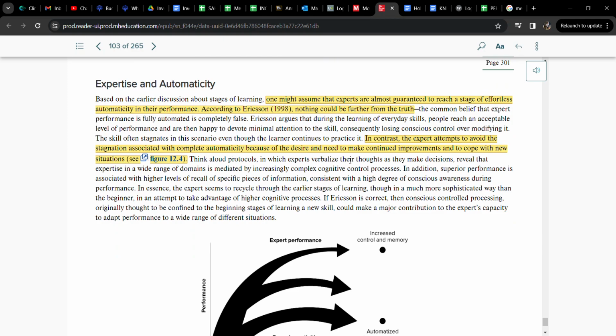Next is automaticity. Some people think that experts just reach this stage of complete effortlessness where everything's so easy and they don't have to think twice about it. There are degrees of that that are true, and that's what we talked about. But there are also components where, according to Ericsson in 1998, experts attempt to avoid the stagnation associated with complete automaticity because they have a desire and need to make continued improvements and to cope with new situations.